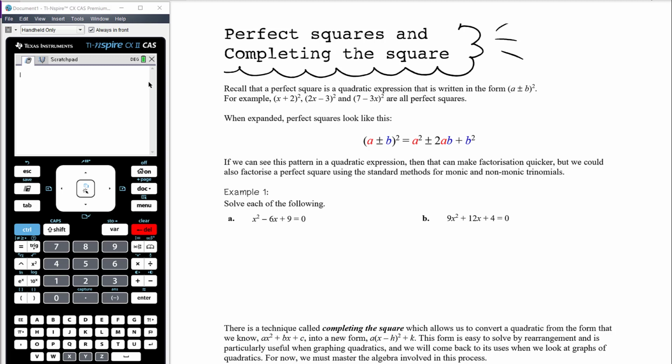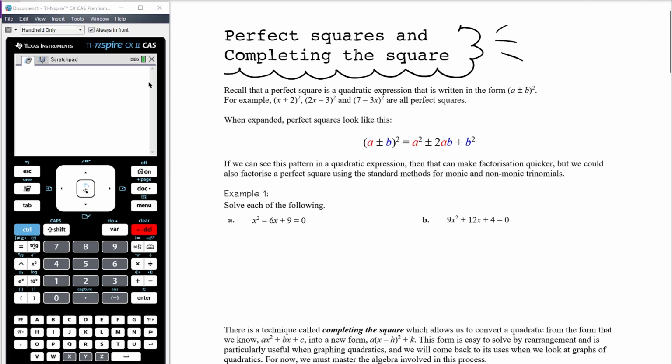When we recognise the patterns in the perfect square, it is quicker to factorise. And so we want to be able to factorise when we see perfect squares, but we in particular want to be able to identify the patterns that go on here for our process of completing the square. Okay, so let's have a quick look at these couple of examples with perfect squares. So solve each of the following.